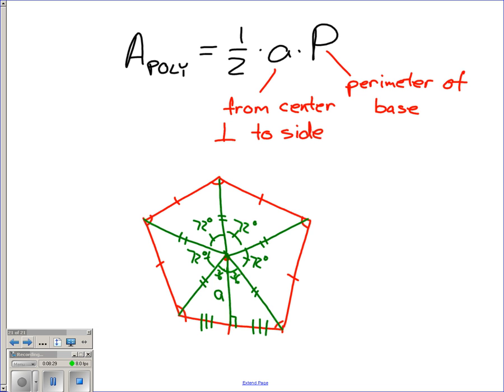Once you know this, they will give you either the radius, the green, or they'll give you a side length, one of the red lengths. And then once you know either one of those, you'll have to use SOHCAHTOA, depending upon what's given, to solve for this length, the apothem length. We can do some examples a little bit later.